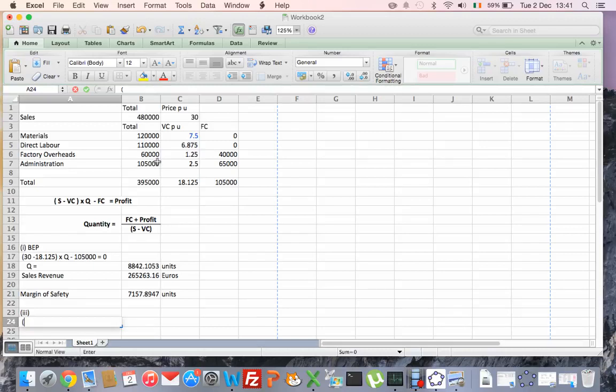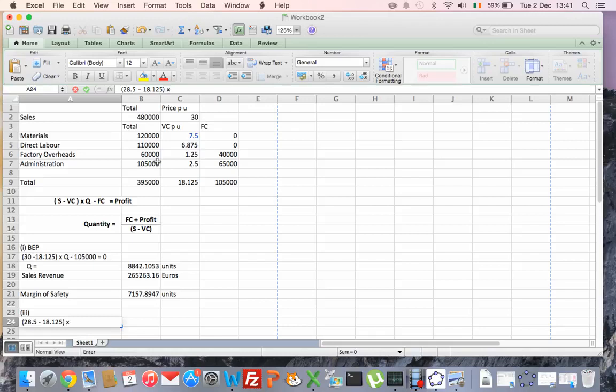So that means our selling price is currently €30. 5% of that is 1.5. Take it away. So our new selling price is 28.5. What's happened to variable costs? It says nothing. It just says advertising is increased. So that's a fixed cost. So variable cost is going to be the same, 18.125.